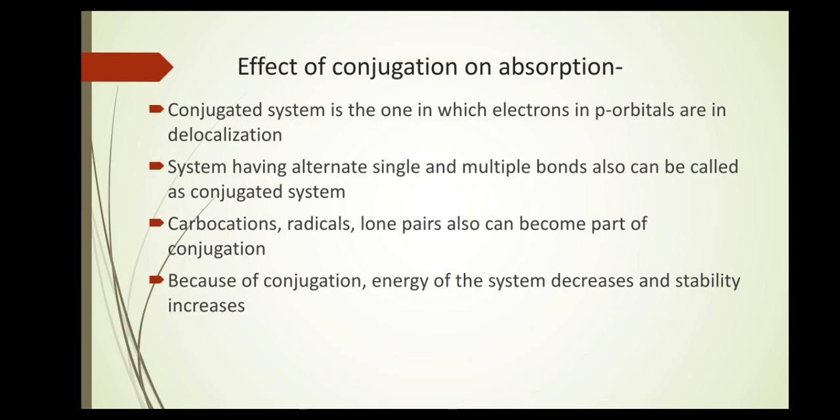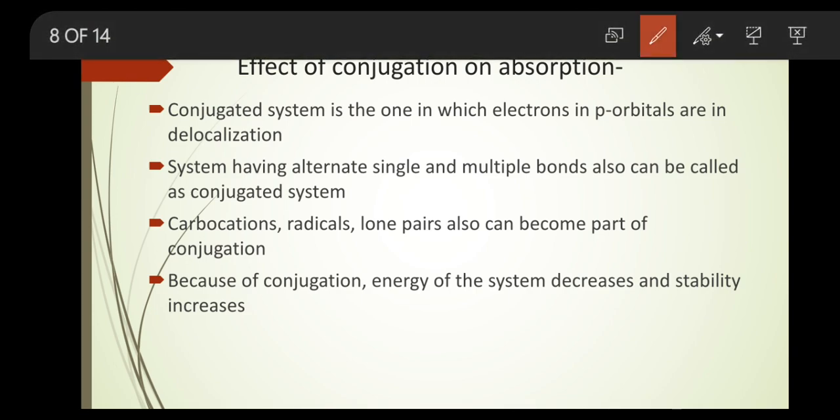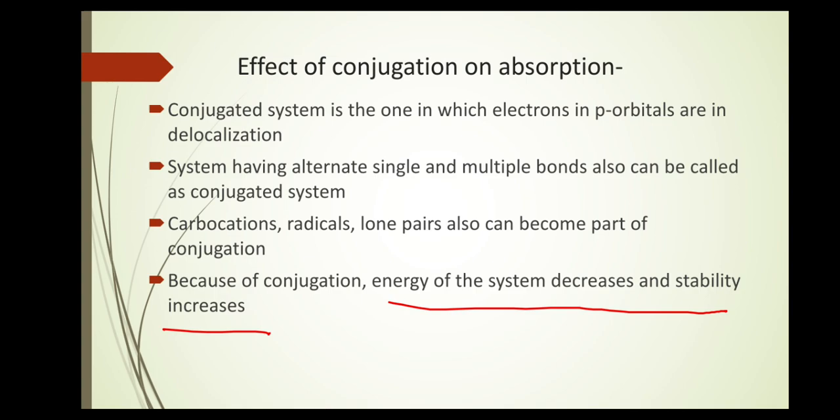The important point we have to remember here for this conjugated system is that because of conjugation, the energy of the system decreases and the stability of the system increases. This is the very important point we have to note down. So because of the conjugation, that means because of this delocalization of electrons present in p orbitals, the energy of the system decreases and stability increases.